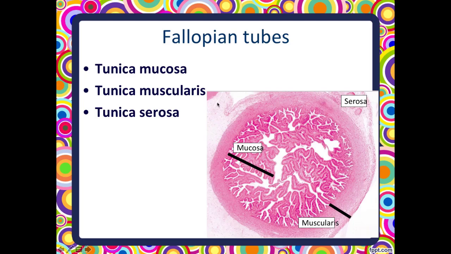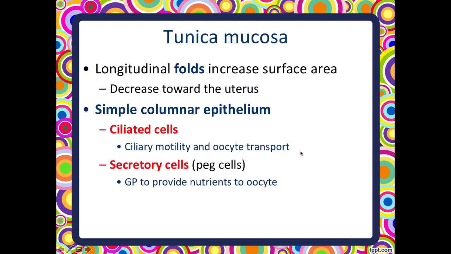Fallopian tube has 3 layers. This is the transverse section, and from the inside to outside, it's the tunica mucosa, which is folded. These folds increase the surface, and these folds sometimes fill the lumen of the uterine tube. The height of the folds decreases toward the uterus.